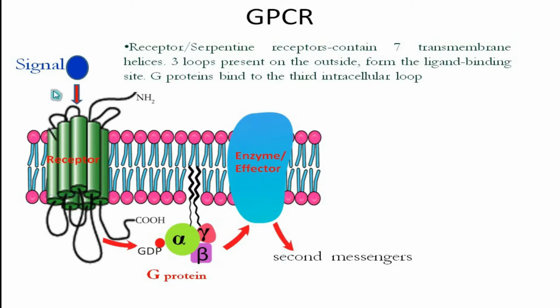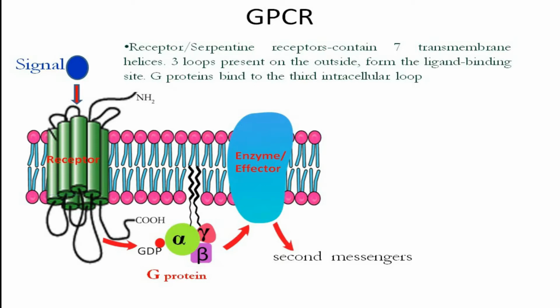3 loops are outside, and these 3 loops together form the ligand binding site where the signal binds. And there are 3 loops inside, on the cytoplasmic side. The G protein binds to the third intracellular loop of this receptor. Examples of GPCRs are beta adrenergic receptor, serotonin receptor, rhodopsin receptor, etc., that we can study next class.